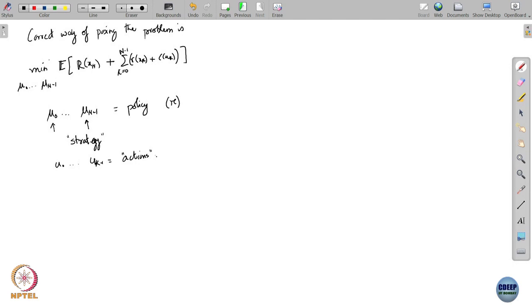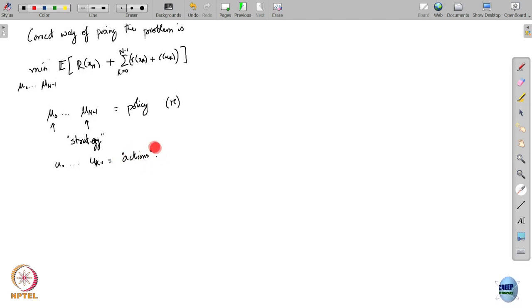Right. So, our problem therefore is to come up with these strategies or these policies. Now, every time a problem involves noise, however simple or complex the noise may be, the problem shifts from the space of actions to the space of strategies, because we do not know the value of the noise in advance. It means that you cannot plan for any specific actions.